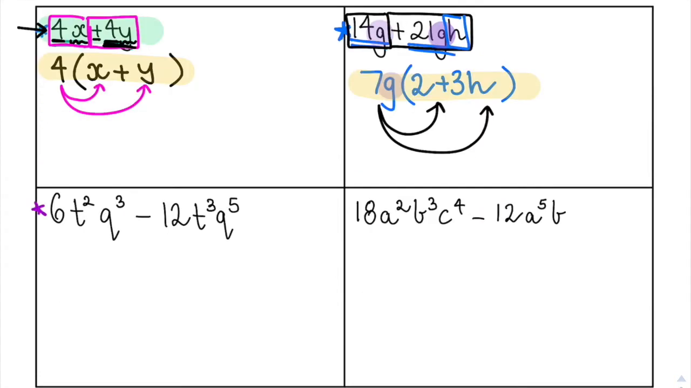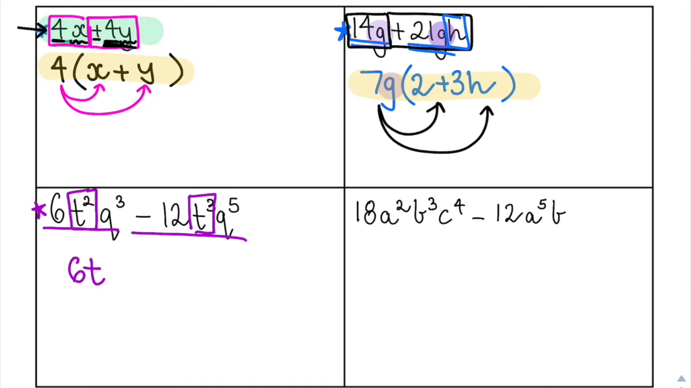On to problem number 3, we need to find the greatest common factor of 6t squared q cubed and negative 12t cubed q to the power of 5. Well, the biggest number that goes into 6 and 12, or negative 12, is positive 6. You'll see that we also have t's in common. The first term has a t squared and the second term has a t cubed. Since they both have t's, we're going to pop a t out the front.